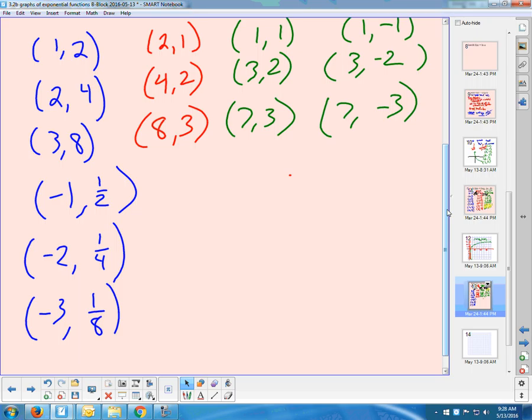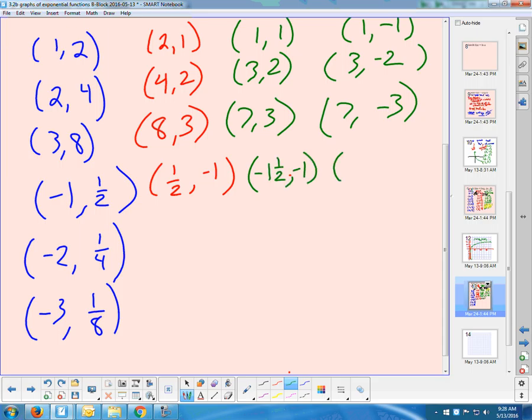Once we have those points, however, we can apply the transformations. Once again, if you want to pause the video, try it on your own, and come back and see my solutions. Applying our transformations, we have (1/2, -1), which would then become (-1 1/2, -1), and (-1 1/2, 1).